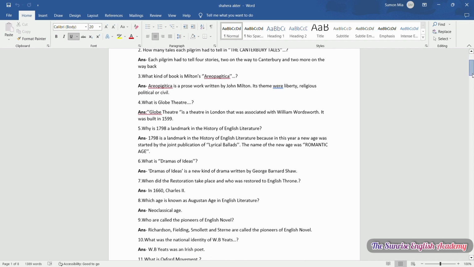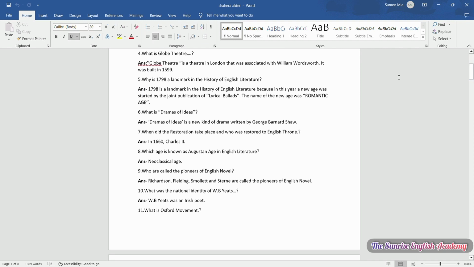7. When did the Restoration take place and who was restored to the English throne? In 1660, Charles II. 8. Which age is known as Augustan Age in English literature? Answer: Neoclassical Age. 9. Who are called the pioneers of the English novel? Answer: Richardson, Fielding, Smollett, and Sterne are called the pioneers of the English novel.